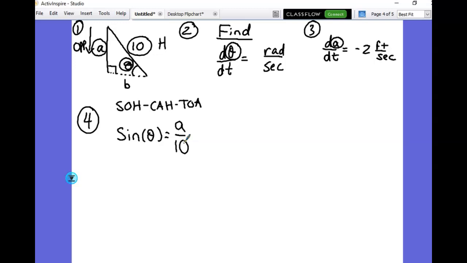All right. Step 5 is to find the derivative. So I'm going to take the derivative of this thing now with respect to time.